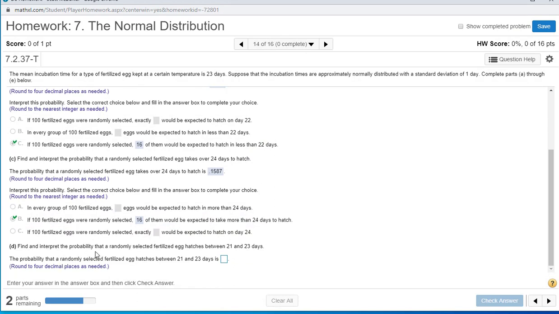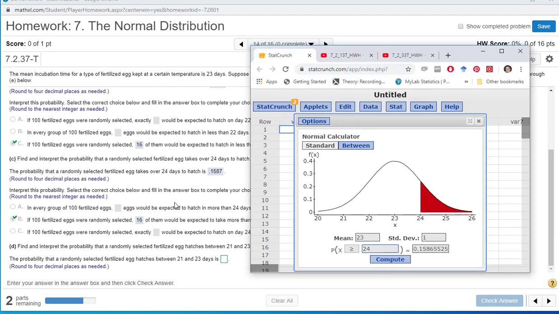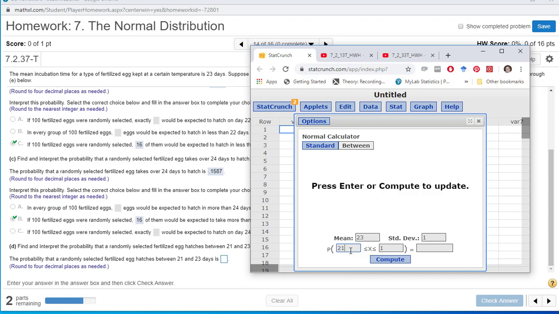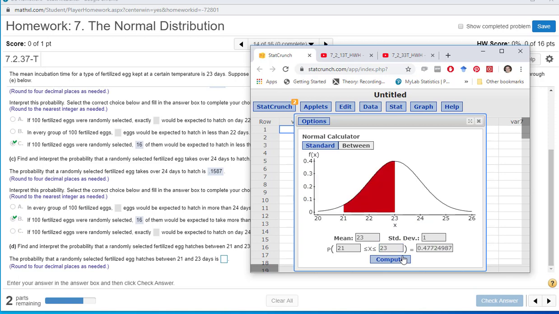Find and interpret the probability that a randomly selected fertilized egg hatches between 21 and 23 days. Okay, again, technology. This time on the StatCrunch calculator, click the between button. The mean's still 23, standard deviation is 1, but this time we're changing to between 21 and 23 days. Press compute. We're still doing 4 places, and always glance to make sure it's shaded right. It looks like it's shaded right between 21 and 23. 0.4772.